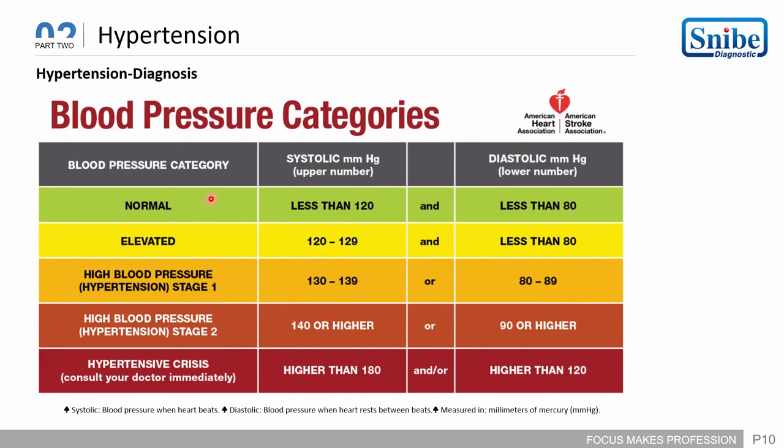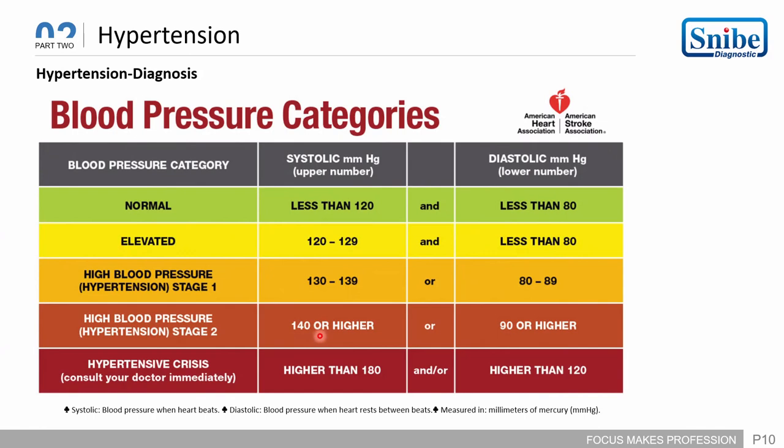Normal blood pressure is 120 systolic and 80 diastolic. If it's elevated, systolic is between 120 and 129, and diastolic usually remains less than 80. For high blood pressure stage 1, systolic between 130 and 139 is considered stage 1, and diastolic is also increased, between 80 and 89.